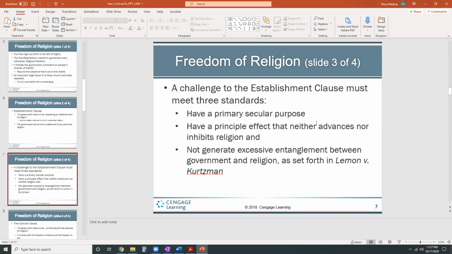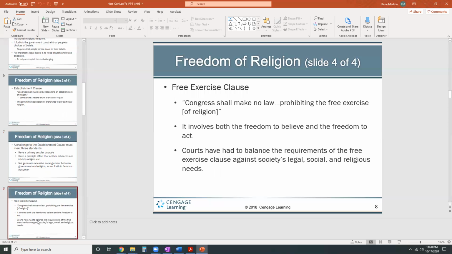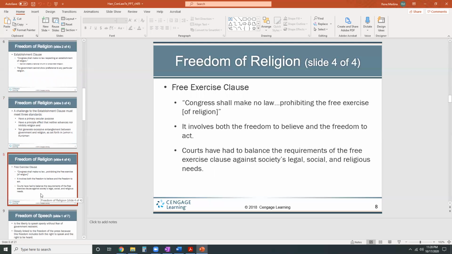So these are the three criteria for the Supreme Court and other federal courts to use when analyzing whether the government has broken the Establishment Clause right found within the First Amendment of the U.S. Constitution. The second religious right that is found in the First Amendment, also the second right found within the First Amendment, is the Free Exercise Clause.